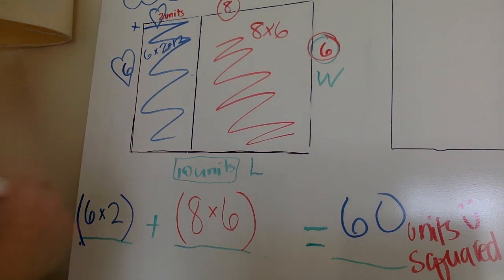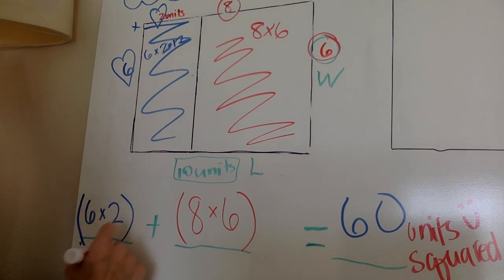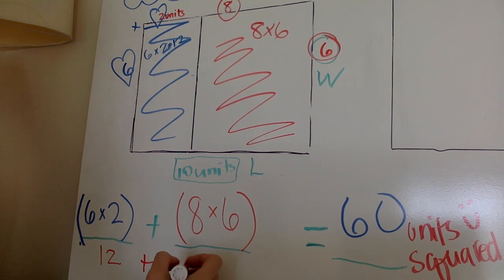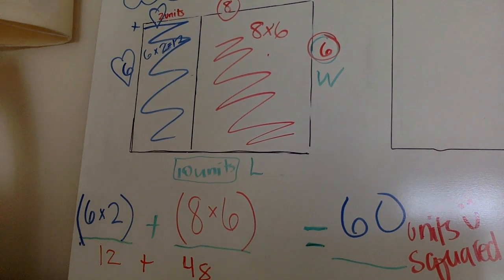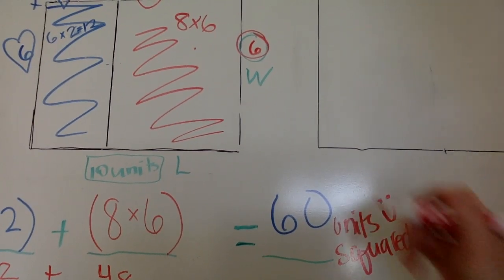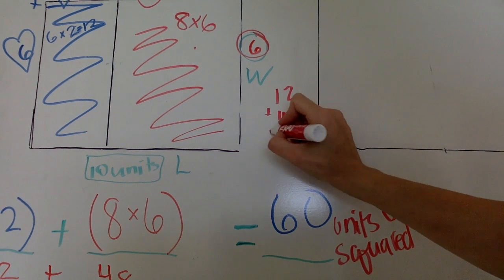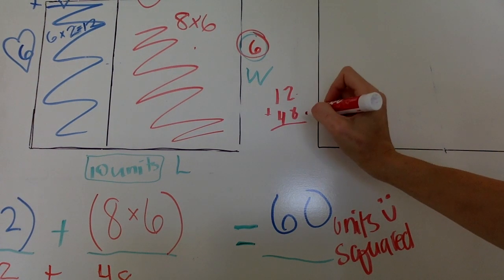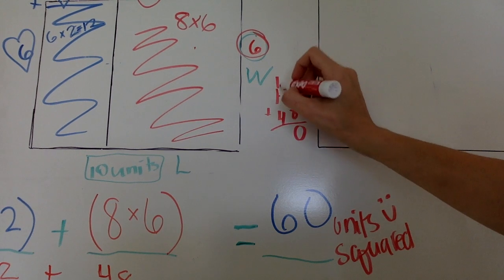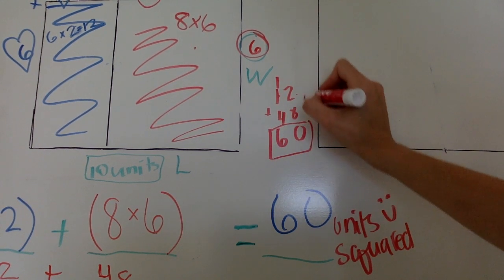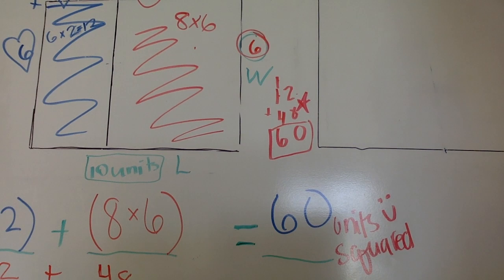All right, now let's see if we can understand what this says. 6 times 2 is 12, which is the area of that, plus 8 times 6 is 48, which is the area of that. Now, what is 12 plus 48? It better be 60 or Miss Burko's in trouble. Do it with me on your piece of paper. 8 plus 2 is 10. 4, 5, 6. Woohoo! Yay, I get a red star.